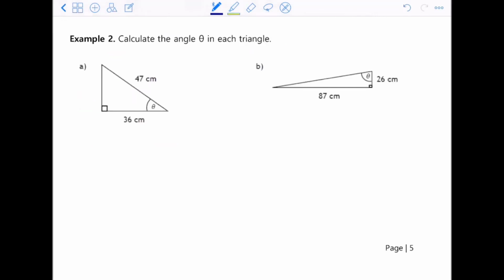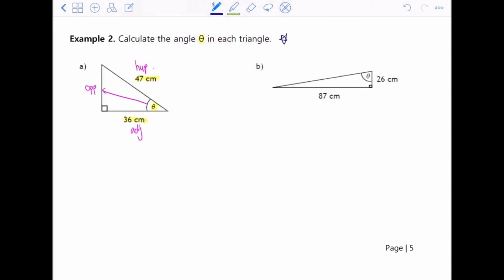Moving on to example 2. Calculate the angle theta in each triangle. This time we're not looking for the ratio, we're looking for the angle. Let's take a look at what we're given here. We have angle theta, that's what we're looking for. This is the opposite side, and this is the adjacent side, and hypotenuse, and we were only given the hypotenuse and adjacent side. So we need to first decide on which trig ratio we can use, and that ratio cannot involve opposite side.